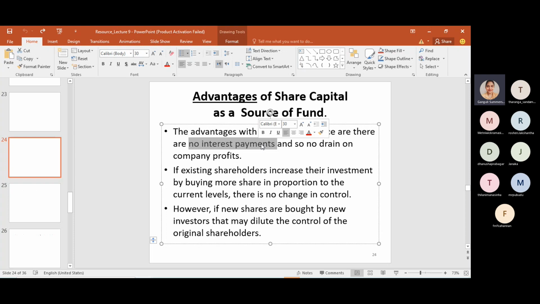Okay, and also if your shareholders decide to increase their investment, then you end up receiving more money, right? When your shareholders start investing more, as a company you are gaining more money. So those are some advantages of share capital.